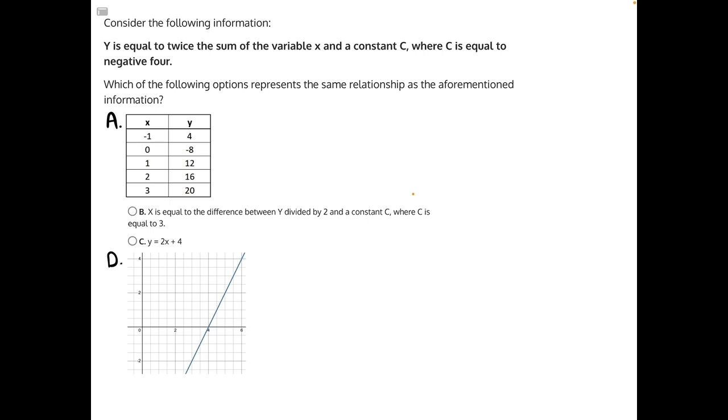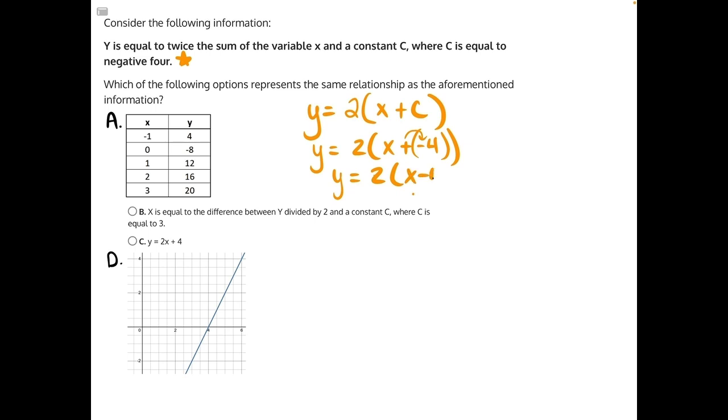To start, let's translate this sentence into an equation that will make it easier to compare all of our answer choices to. Y is equal to twice the sum, so 2 times the sum of a variable x and a constant c, where c is equal to -4. So now we need to substitute in -4 for c, and we simplify. Adding a negative is the same as subtracting a positive. So this is y is equal to 2 times x minus 4, and now we can do distributive property. 2 times x will give us 2x, and 2 times -4 will give us -8.